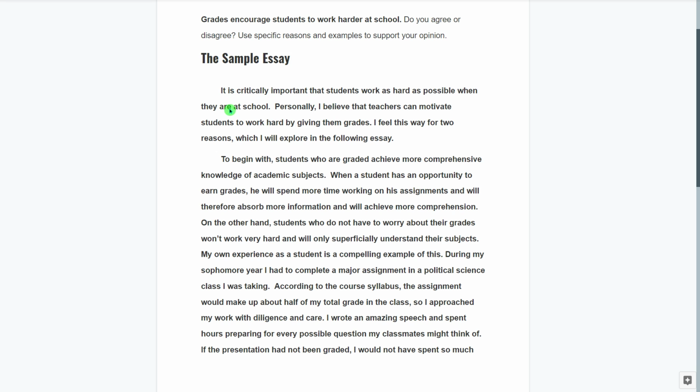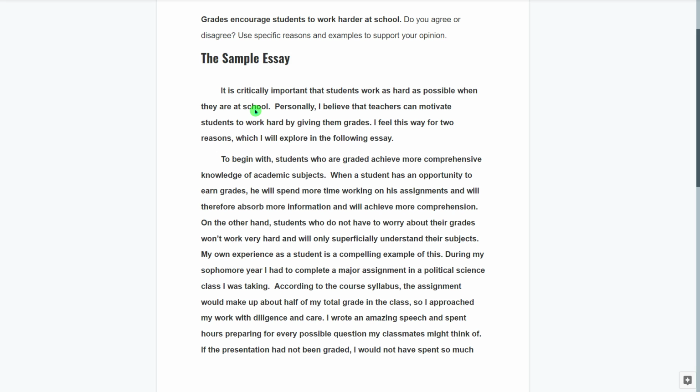Now, the first sentence in the introduction is what I call the hook. This is a general sentence that introduces the general theme of the essay. In this essay, the general theme is students and working at school. So I said, it is critically important that students work as hard as possible when they are at school. I haven't given my opinion yet. I've just introduced the general topic of the essay.